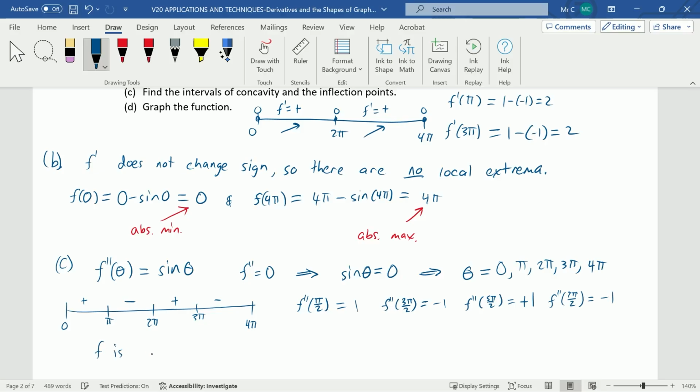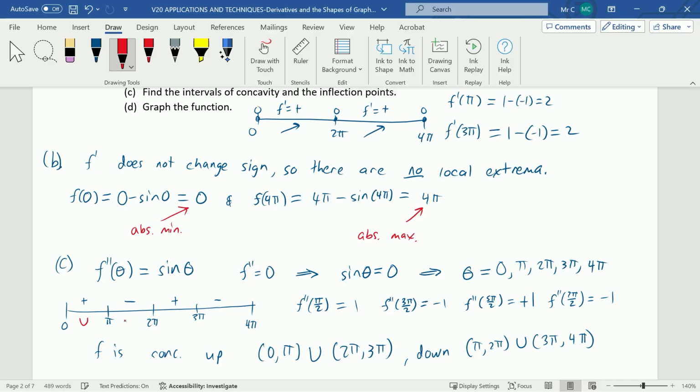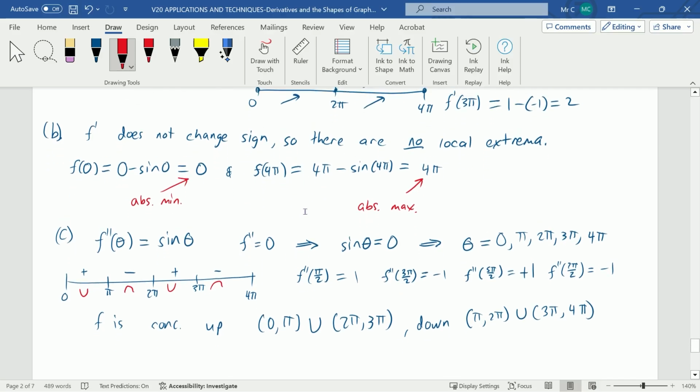And so f is concave up on the interval from 0 to pi, union 2 pi to 3 pi, and concave down on the interval from pi to 2 pi, union with 3 pi to 4 pi. Okay. Now we've got our concavity, so we can label this with our little cup signs. And now we could start to graph our function.